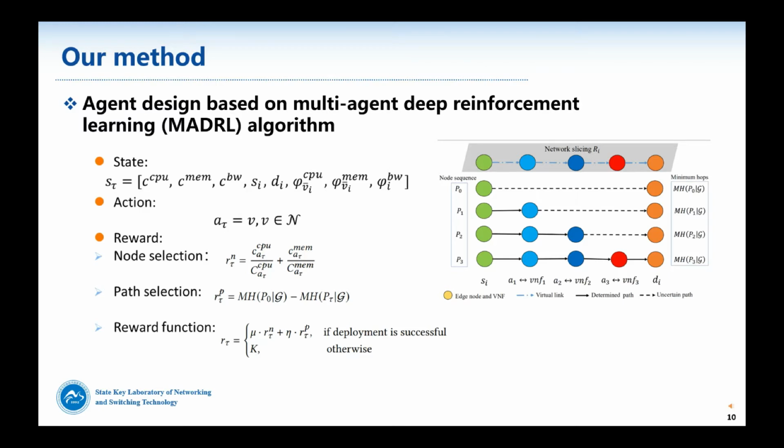The first part of the reward function is the length of the shortest path, and the later part is the length of the current mapping path. The purpose is to get the agent to reduce the consumption of bandwidth resources when deploying network slicing. The final reward function is the weighted sum of the above two parts.